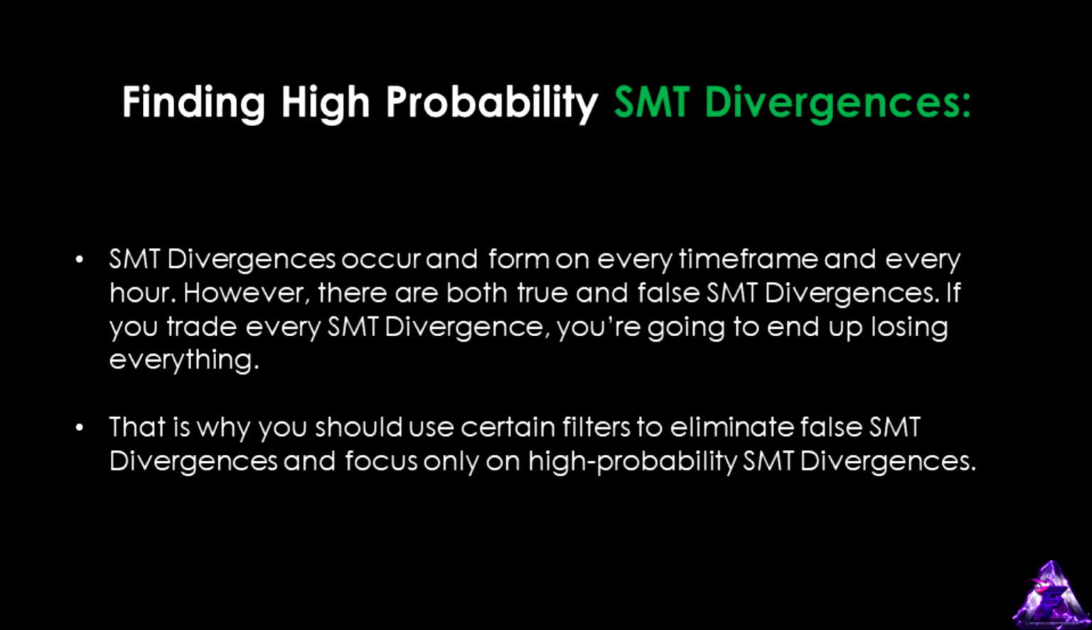Moving on to the next slide, we will discuss how to accurately identify and find high probability SMT divergences while avoiding the lower probability ones. This topic is essential because there are two types of SMT. True SMT, which occurs at specific times and places, and false SMT divergences, which form randomly and are designed to confuse and manipulate traders. If you trade every single SMT you see on the chart, you will likely end up losing everything, as that is not the correct approach.